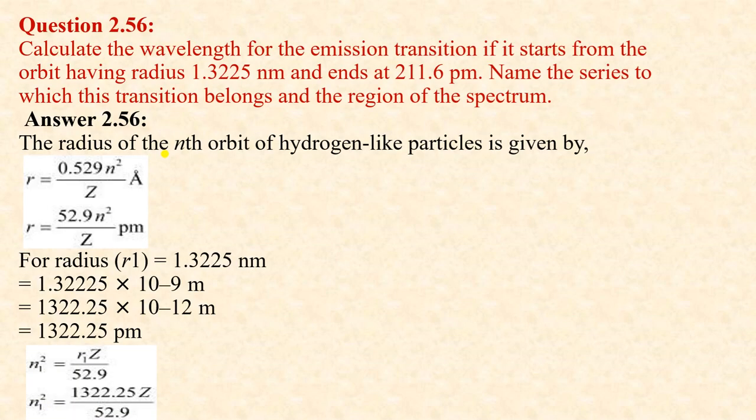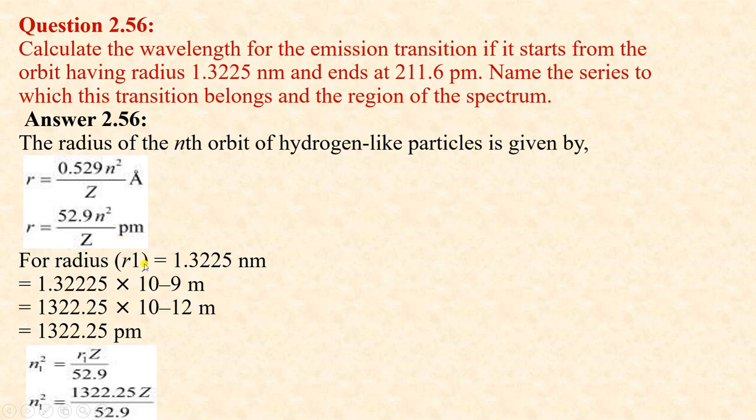Now question number 56. Calculate the wavelength for the emission transition if it starts from the orbit having radius 1.3225 nanometer and ends at 211.6 picometer. Name the series to which the transition belongs and the region of the spectrum. So for a hydrogen-like particle, the formula of radius is 0.529 n square divided by Z angstrom. In picometer, we will write the formula 52.9 n square divided by Z picometer.